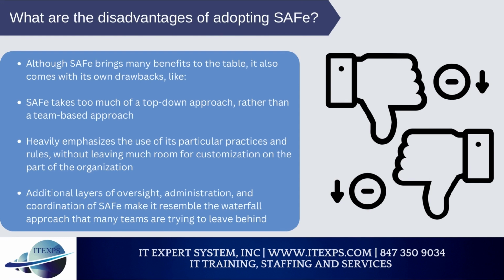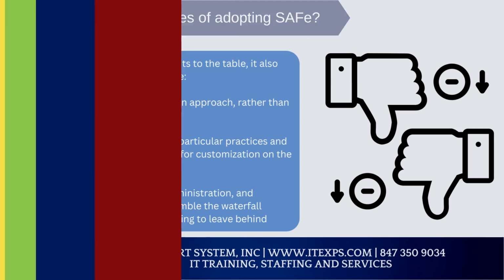What are the disadvantages of adopting SAFe? Although SAFe brings many benefits to the table, it also comes with its own drawbacks. SAFe takes too much of a top-down approach, rather than a team-based approach. It heavily emphasizes the use of its particular practices and rules, without leaving much room for customization on the part of the organization. Additional layers of oversight, administration and coordination in SAFe make it resemble the waterfall approach that many teams are trying to leave behind.